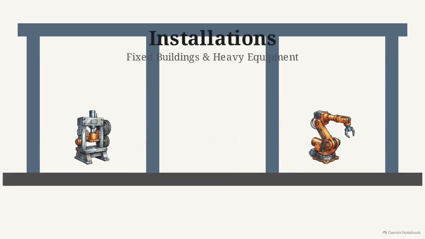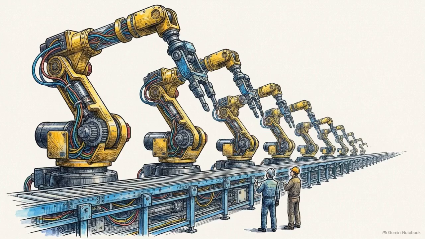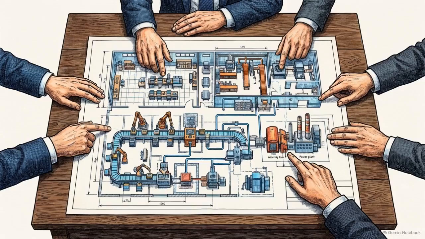We can break foundation goods down further. The first subcategory is installations. These are the fixed buildings and heavy equipment bolted to the floor. Installations dictate the absolute maximum production capacity of a firm. They are custom-designed, high-stakes investments negotiated among a very small pool of potential buyers.